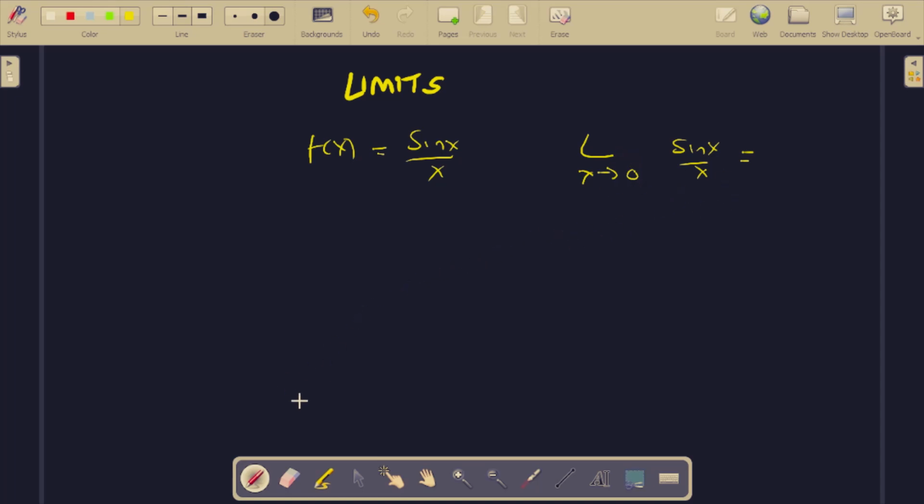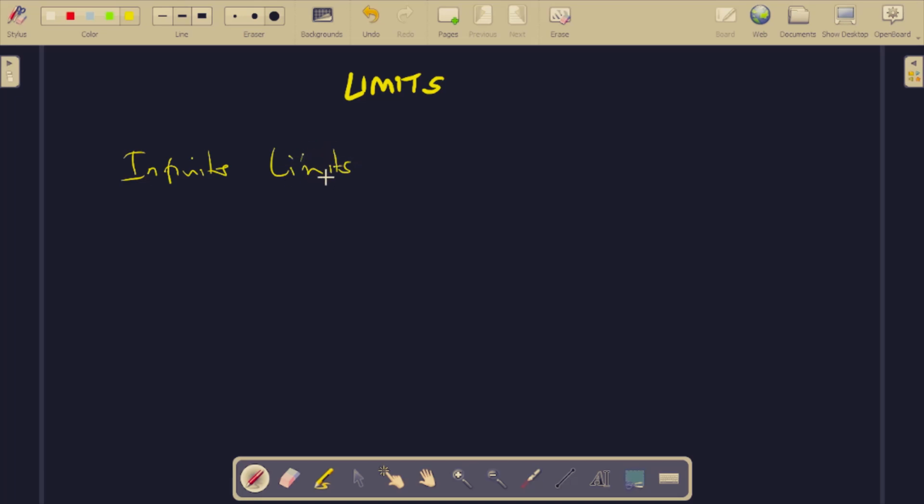Now that being said, I'm sure you guys now understand what limits are. Now let's get a little bit into details. Let's start by looking at what are known as infinite limits. What does it mean when we say that the limit is equal to infinity, or the limit is equal to minus infinity? What does that mean?